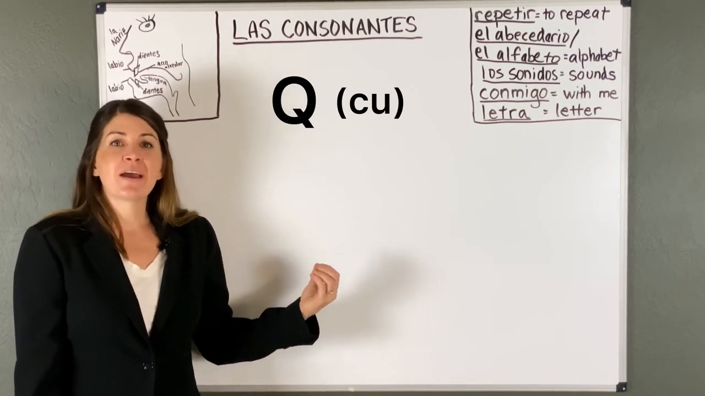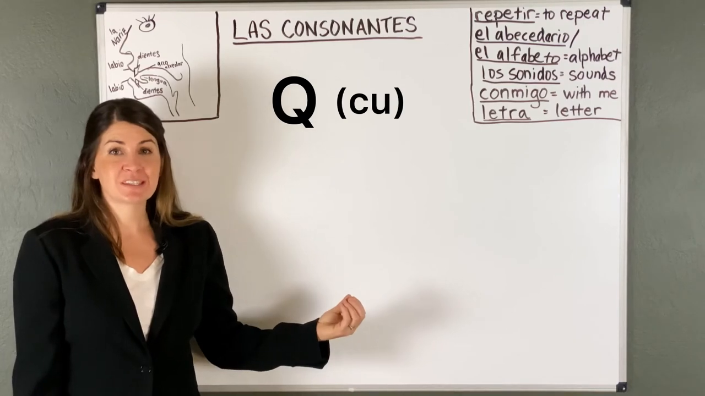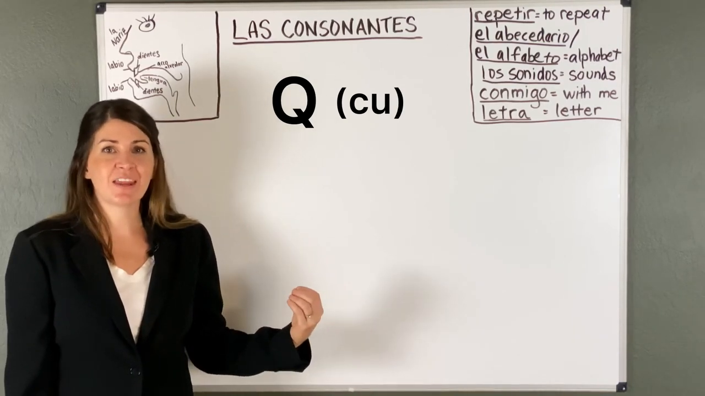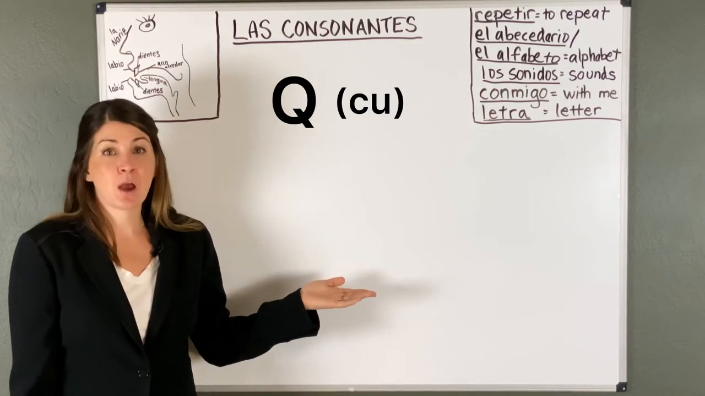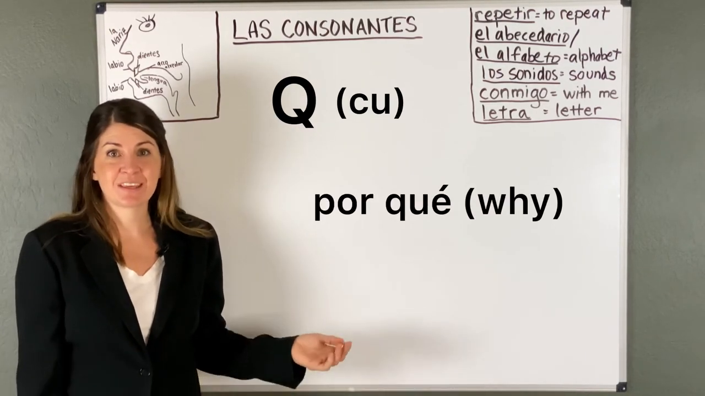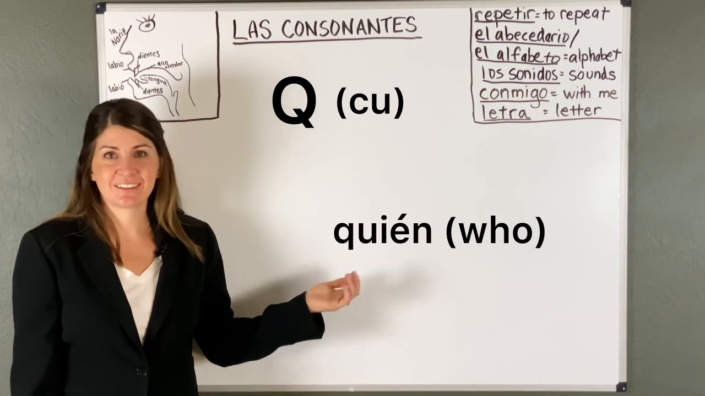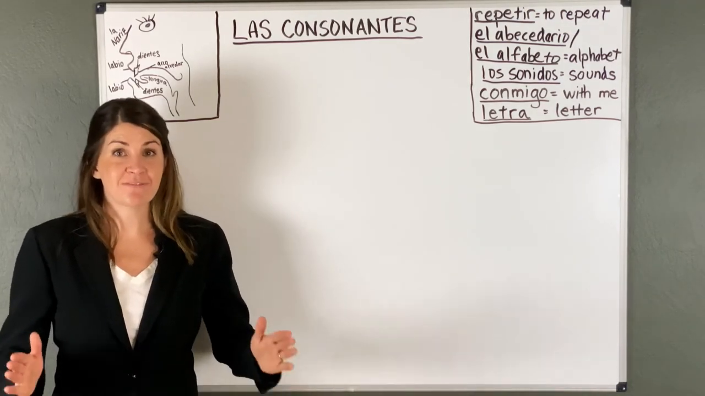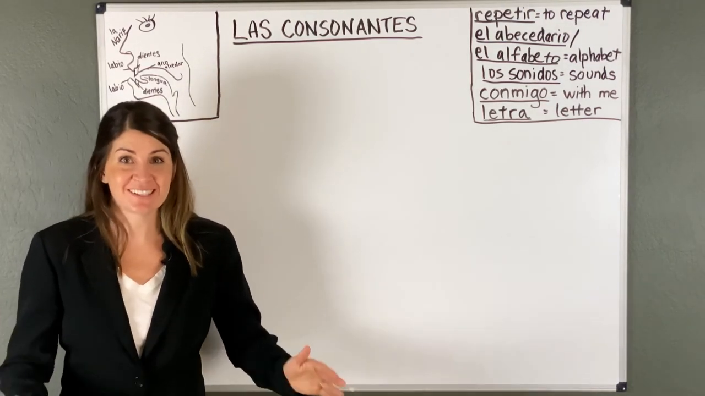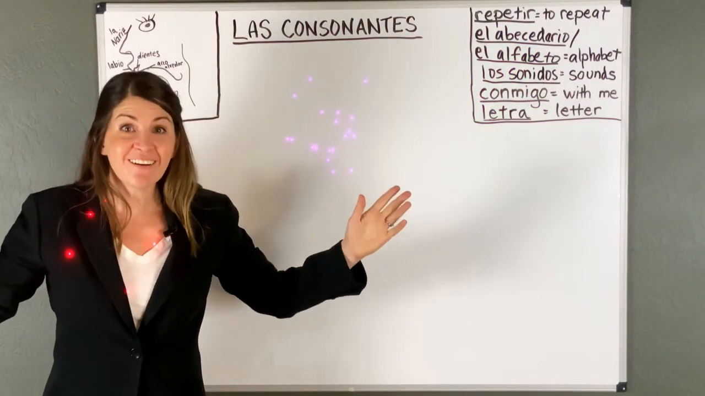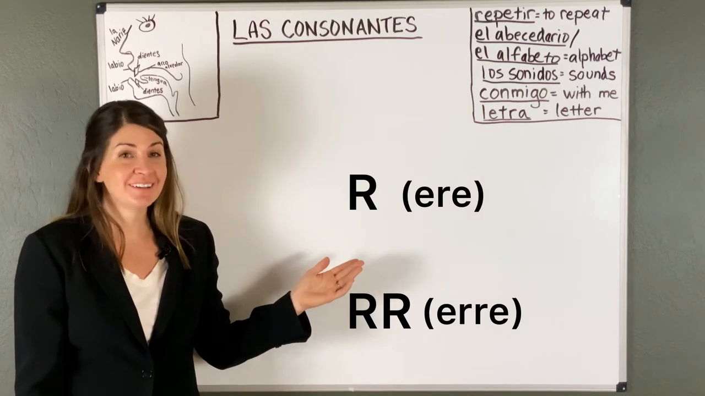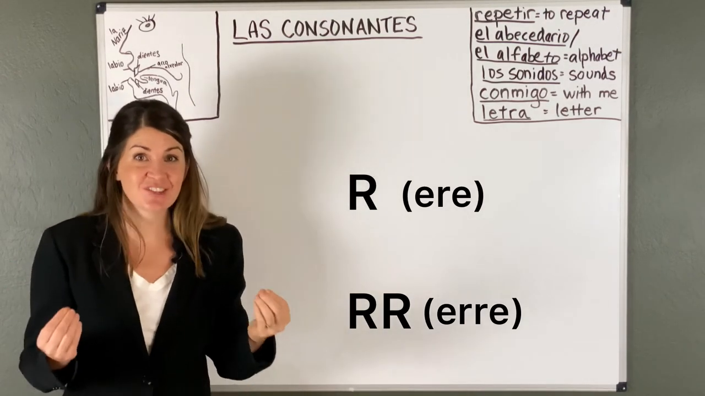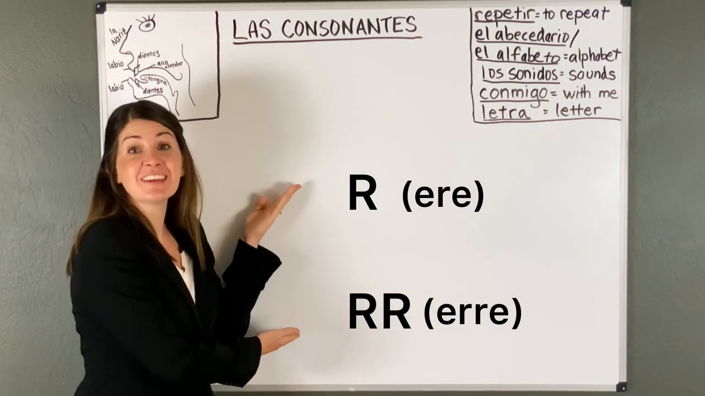Q is followed by the letter U, similar to English, and then often by an additional vowel. ¿Qué? ¿Por qué? ¿Quién? Okay, you ready for this? These are the two most important. This is the peak of the video, the letter R. Woo! If you want to diminish your English accent, we're going to focus on these two sounds.